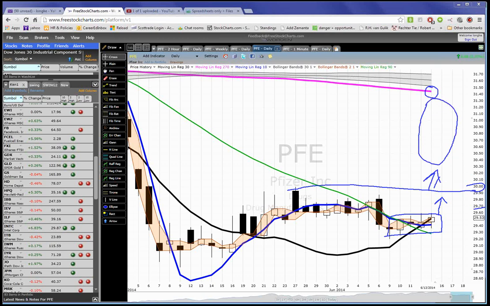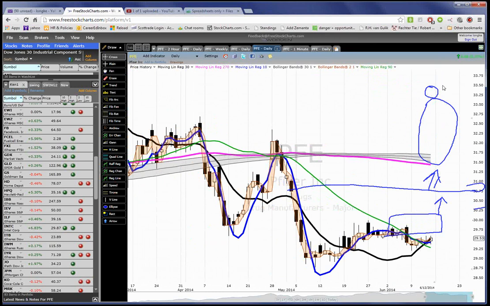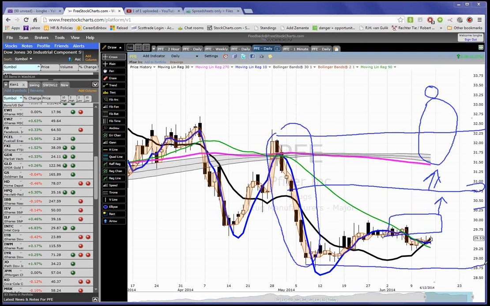Now, why could that happen? Well, this might simply be nothing more than a rejection of whatever caused this last sell-off. You know, there was a 5-day period in which it went from 32.50 down to 29. That's a 10% sell-off.